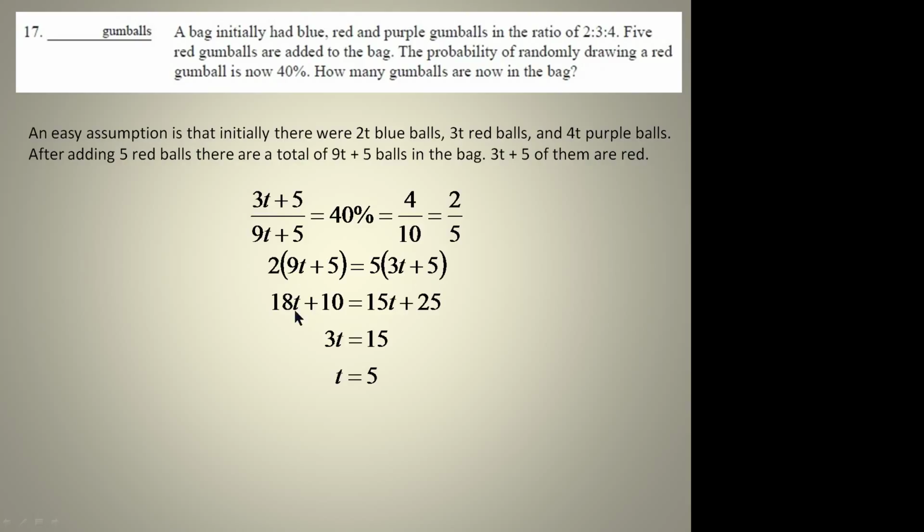You simplify: 18t plus 10 equals 15t plus 25. Then move this to the left side, move that to the right side, you get 3t equals 15, t equals 5. And so the total number in the bag now is 9t plus 5. So it will be 9 times 5, 45, plus 5 is 50. Answer is 50.